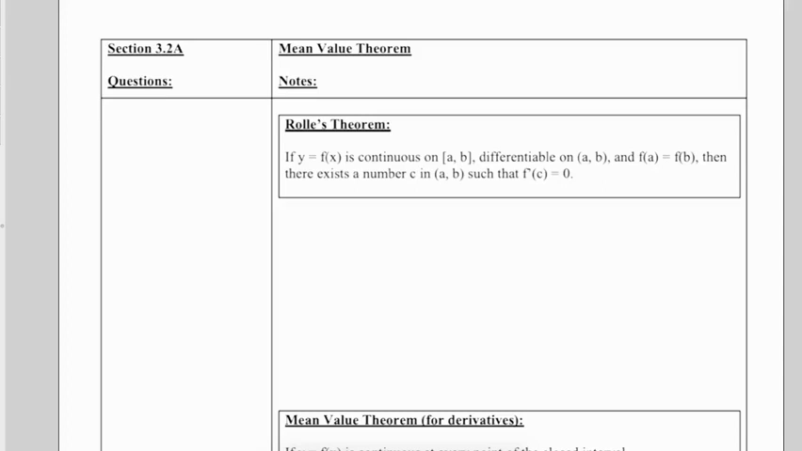Before we get to the mean value theorem though, we're going to look at a theorem called Rolle's theorem. So Rolle's theorem says if y equals f of x is continuous on the closed interval [a,b], differentiable on the open interval (a,b), and f of a is equal to f of b, then there exists a number c in the interval (a,b) such that f prime of c is equal to 0.